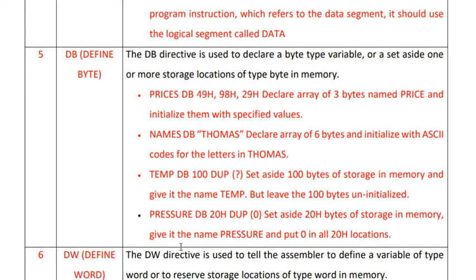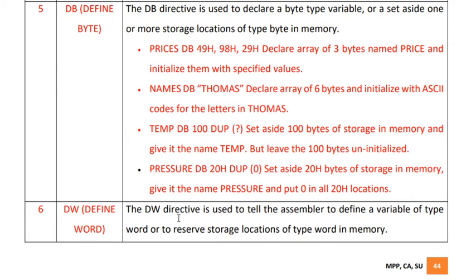Now the db directive is used to declare a byte type variable. Again, I'll repeat it. The db directive is used in order to declare a byte type variable or set aside one or more storage locations of type byte in memory. So for simplicity, just remember that the db directive is used in order to declare a byte type variable. Now there are different ways in which you can use db.